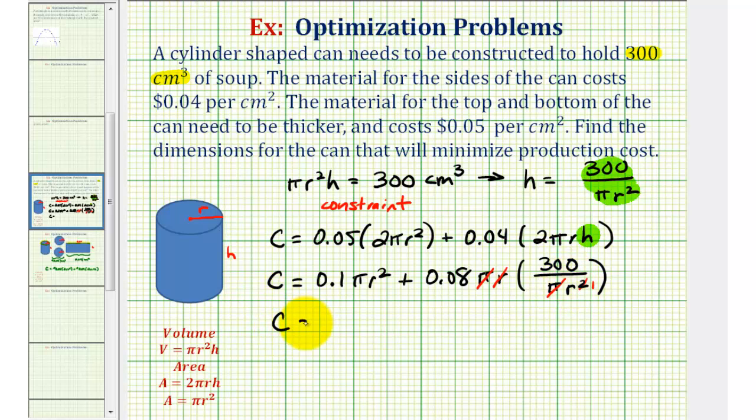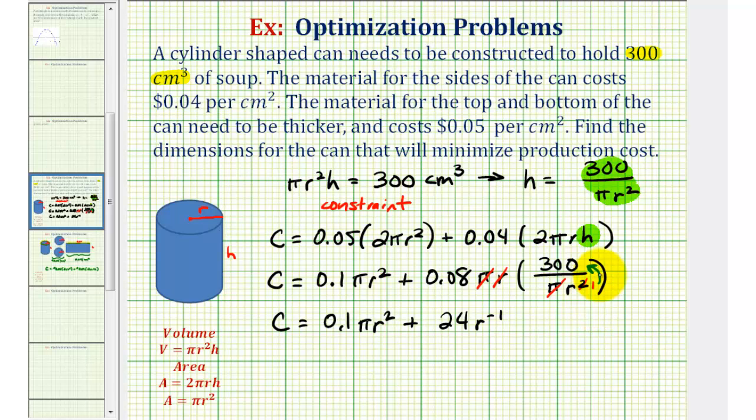We have c equals 0.1 pi r squared plus 0.08 times 300 is 24. So we have 24 divided by r, which we can also write as 24 r to the power of negative 1. Remember, if we move r up into the numerator or across the fraction bar, it's going to change the sign of the exponent.